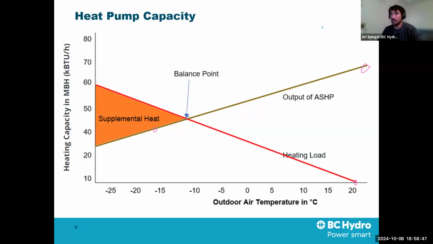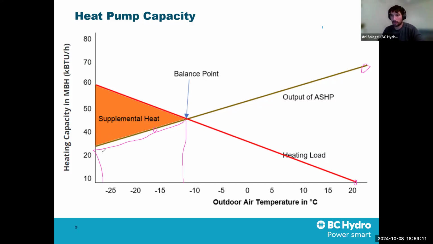So in this case, the area under the graph is representative of the heating load. The white area would represent all the work that the heat pump can provide. And the orange area is representative of the added supplemental heat that would be needed to make sure that the home is maintained at temperature.